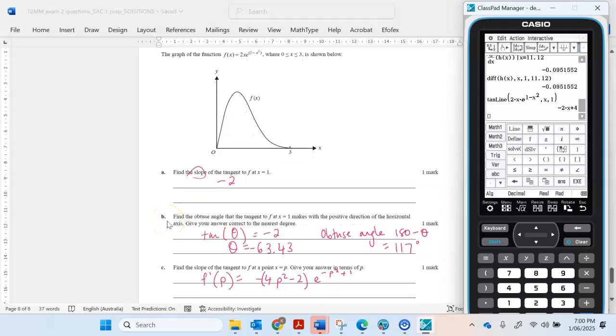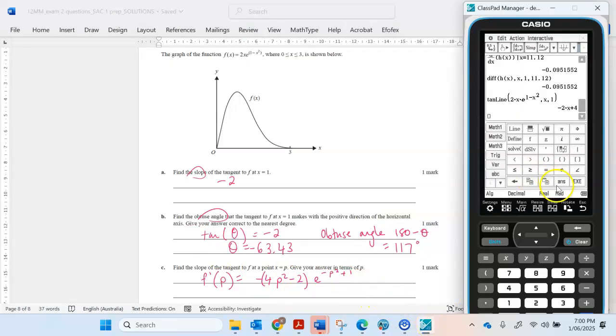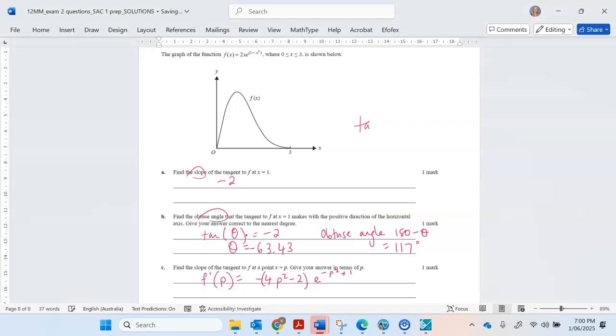Part B, find the obtuse angle that the tangent to f at x equals 1 makes with the positive direction of the horizontal axis. So whenever you see an angle involved, and when we're talking about tangents and gradients, that's when you will see it. Nowhere else. You need to have your calculator in degree mode, all right? So we're measuring an angle, so it has to be in degree mode. Just a quick recap: tan theta is equal to m.